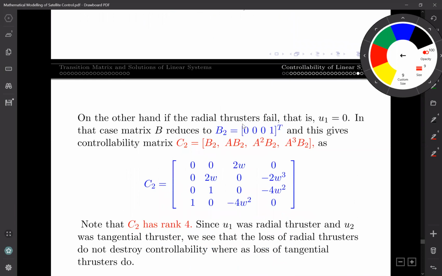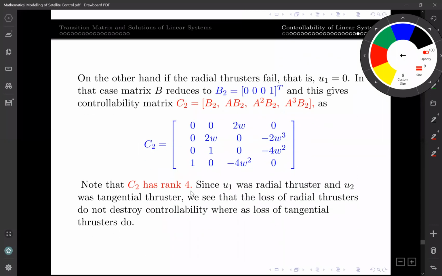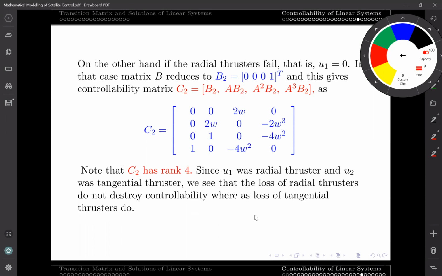On the other hand, suppose the radial thruster fails, that is U1 is 0. In that case the B matrix reduces to this, U1 fails, but U2 is not 0. So you get a different B matrix, which we call B2. Then the corresponding Kalman's matrix becomes C2, and the rank is again 4. Since U1 was the radial thruster and U2 was the tangential thruster, we see that loss of radial thrusters does not destroy the controllability, whereas loss of tangential thrusters destroys the controllability. Even with one tangential thruster controller, you will be able to steer the satellite from any initial to any desired final state.